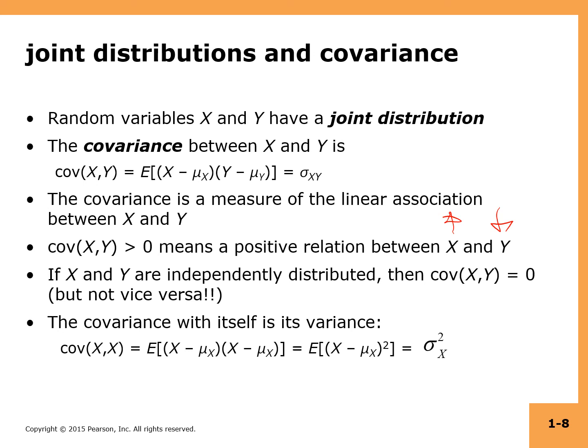If x and y are independently distributed, then covariance of x and y is equal to 0. But this is not the case the other way around. Just because you have covariance of x and y equal to 0 doesn't mean that you have independently distributed variables. And we'll see an example of this later. One thing to note is that if you have the covariance of x and x, then by the formula, you get the variance of x.